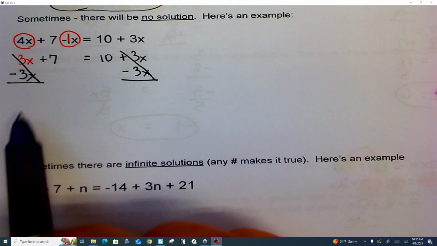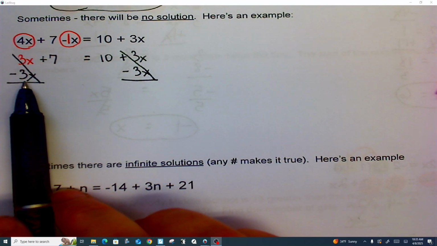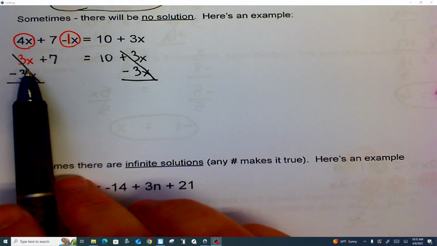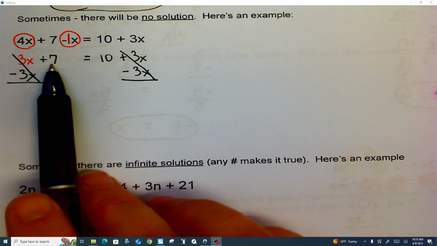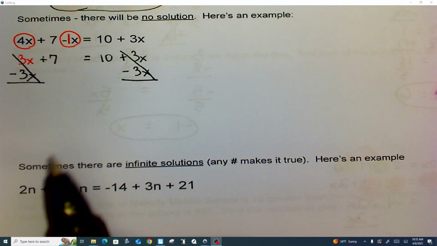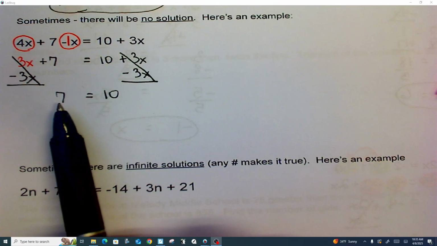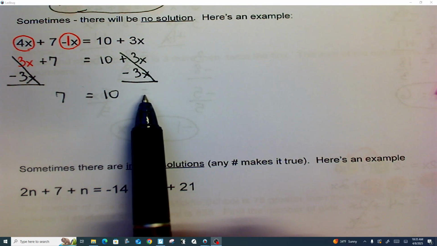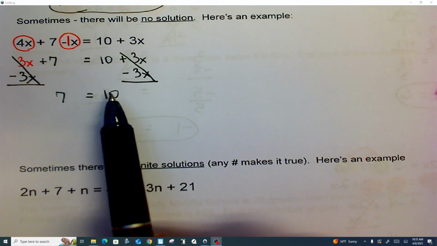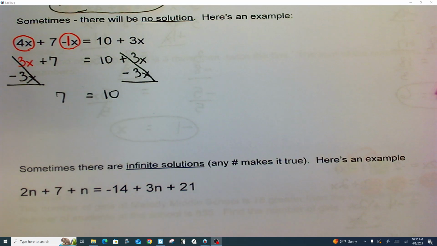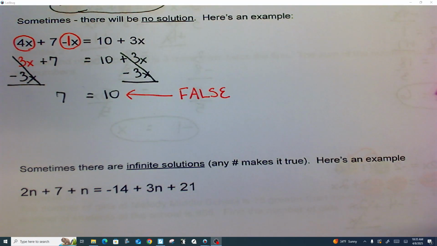Because what happens is that we have variables canceled out on both sides. Now there's no more variables to drop down. This is 0, and that's 0. And so the 7 and the 10 just fall straight down. And when you have the situation where there's no more variables left, but the left number does not equal the right number, it means that it's a false statement because 7 does not equal 10.